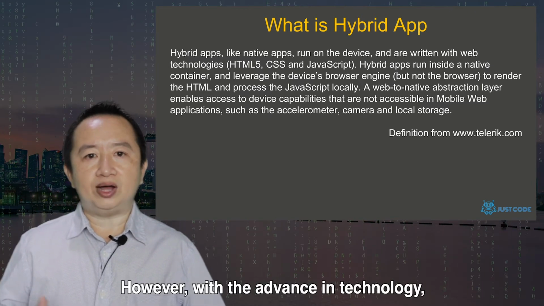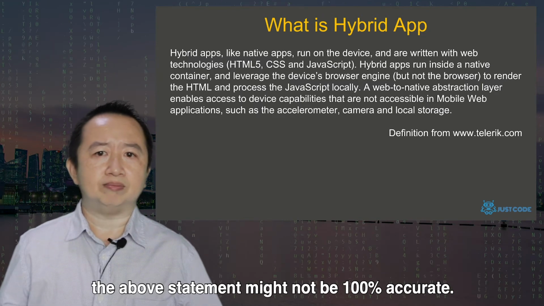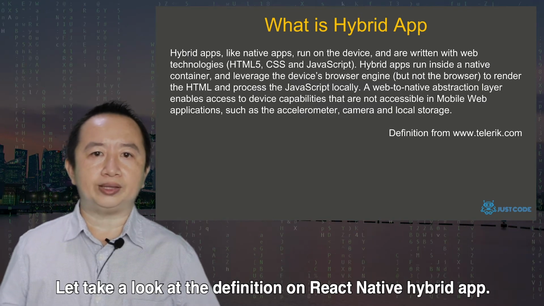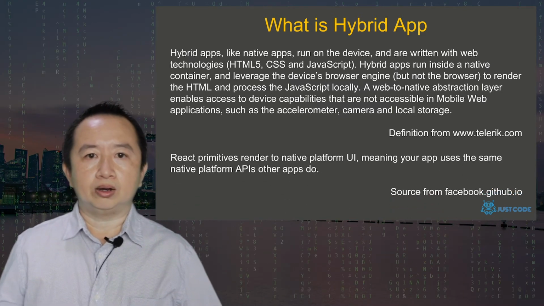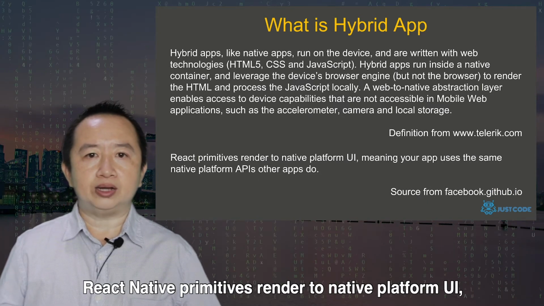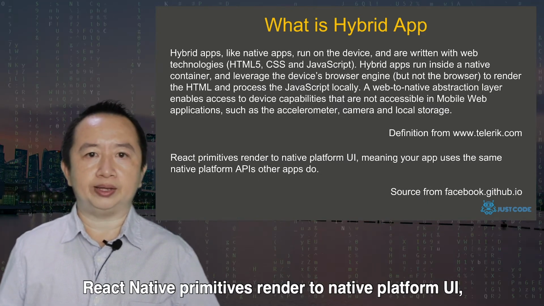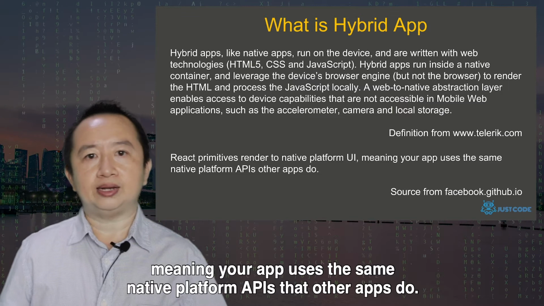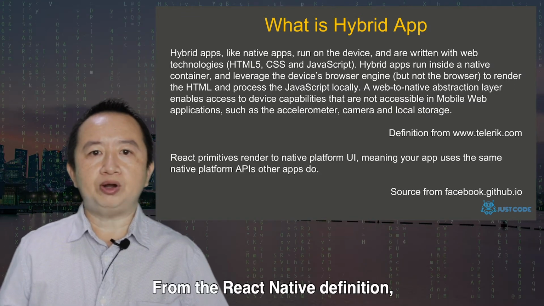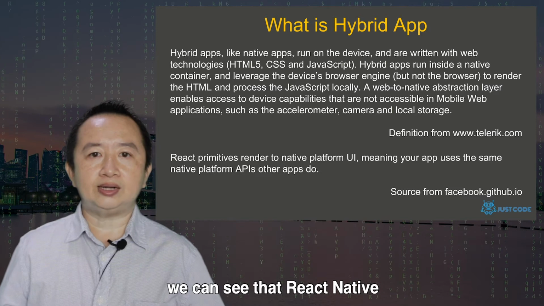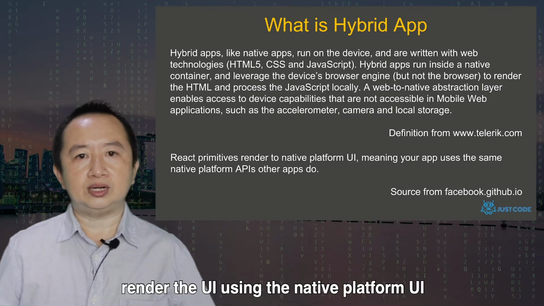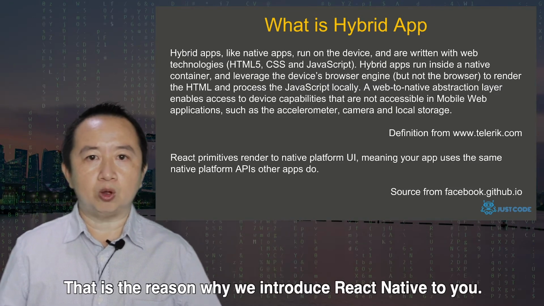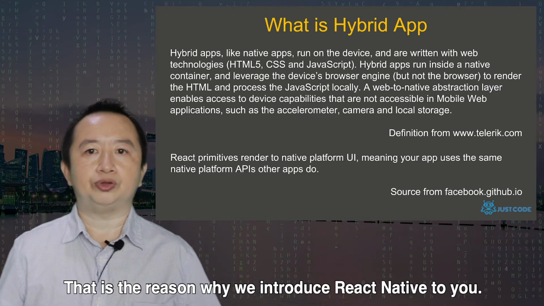However, with the advance in technology, the above statement might not be 100% accurate. Let's take a look at the definition of a React Native hybrid app. React Native primitively renders to native platform UI, meaning your app uses the same native platform API that other apps do. From the React Native definition, we can see that React Native renders the UI using the native platform UI instead of using the web UI. And that's the reason why we introduce React Native to you.